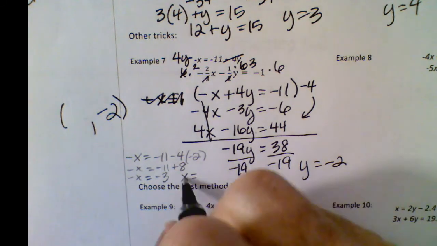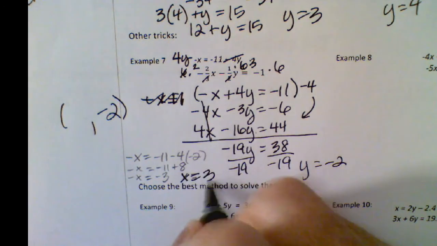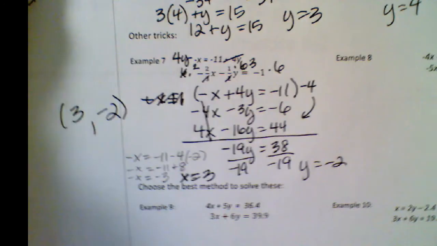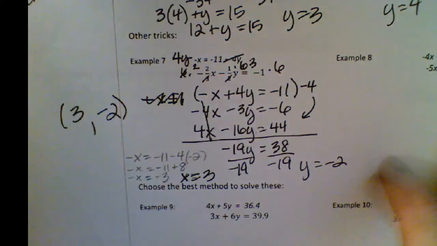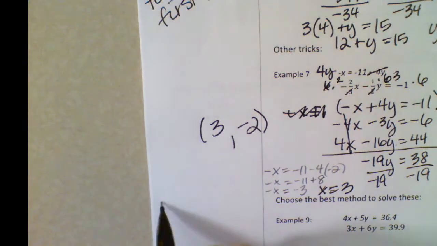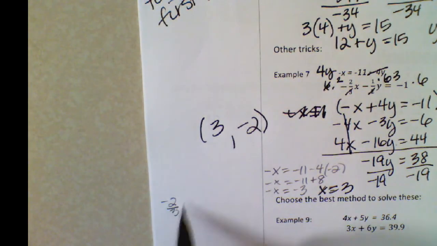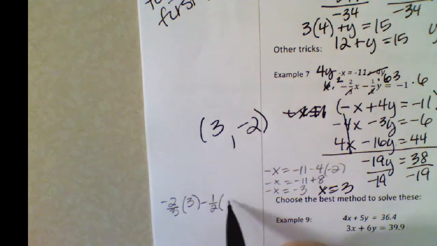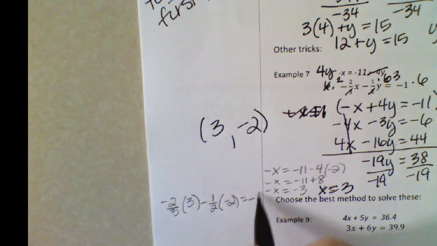So x equals 3. Are we going to check our answer? Oh, of course we are. Let's even check it in the fraction. Let's really go crazy and check it in the fraction. So negative 2 thirds times 3 minus 1/2 times negative 2 should equal negative 1.